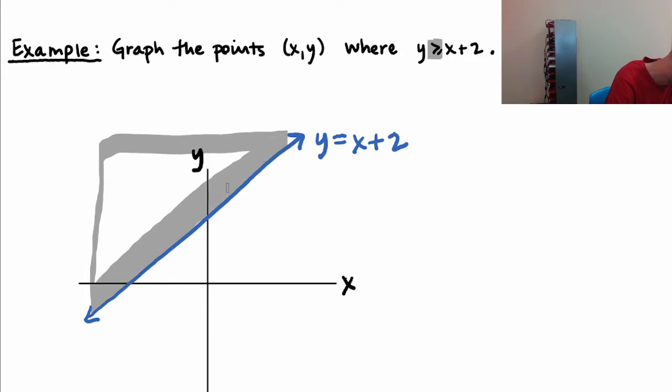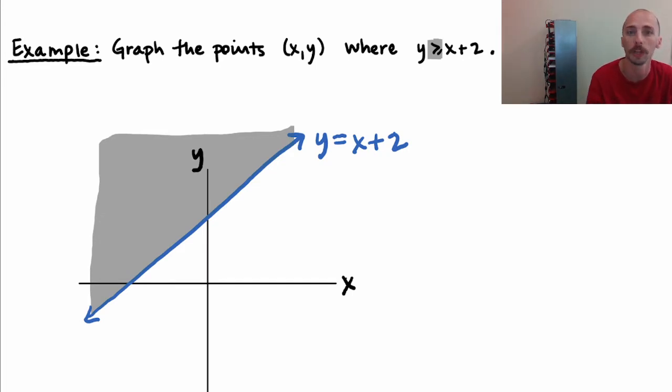But to indicate that it also includes the border, the boundary, we're going to use a solid line. We're not going to make a dashed line. And so I'm just going to finish coloring this in. Then this would be a graph of all the points where y is greater than or equal to. The greater than is in gray and the equal to is in blue.